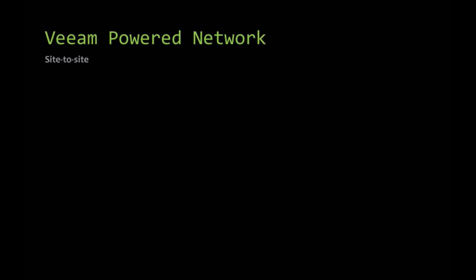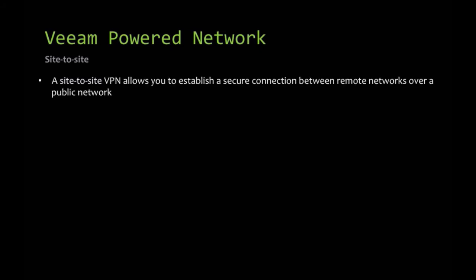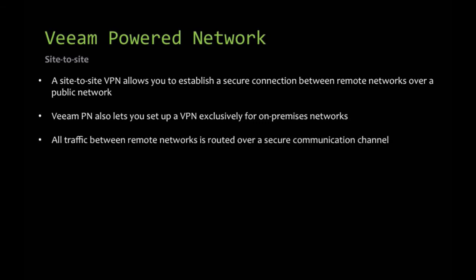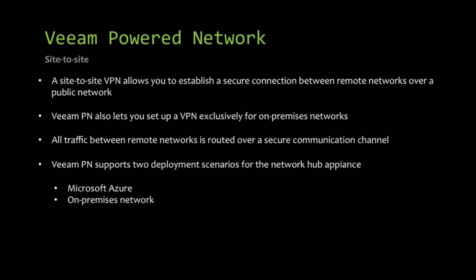If we look at the site-to-site configuration, it obviously allows you to configure secure connectivity. All traffic to a remote site is routed and secure, okay? So if you guys have used IPsec VPNs or OpenVPN before, this is exactly what it is. We're not trying to change anything with regards to that. It's still the same premise. The VPN supports two types of deployment models, as I've mentioned before. It supports deployment on Microsoft Azure. It also supports deployment on the on-premises network, as I've mentioned.